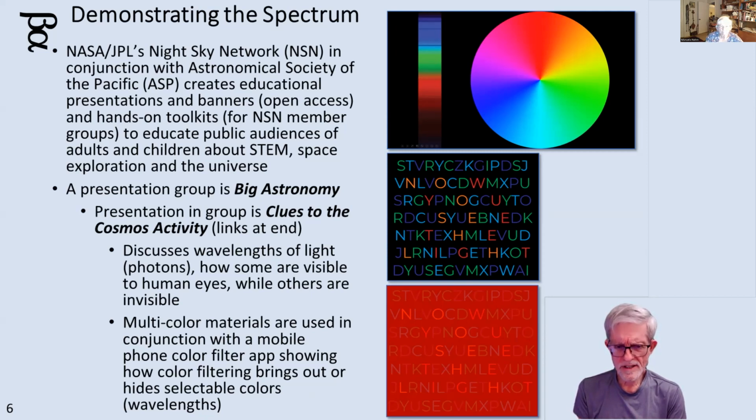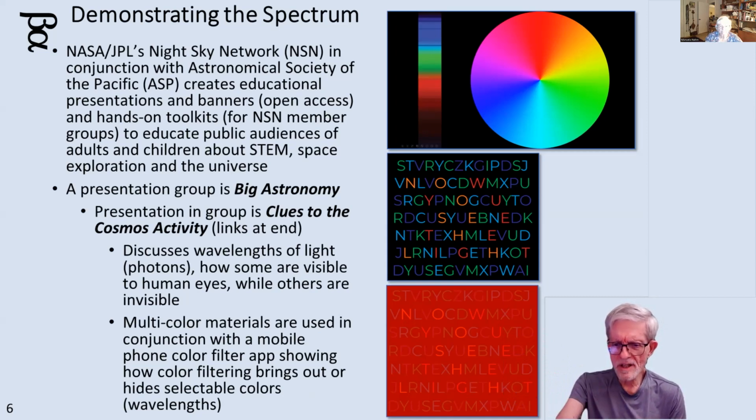One group of their presentations is called Big Astronomy, and within there they have a presentation called Clues to the Cosmos Activity. And it does talk about the various colors of things and how you can use filters to selectively look at things. So if you look up at the top, you'll see a color wheel that has colors. You don't see white because white is a mixture of colors. You see black all around the outside. That's an absence of color, at least as far as additive color goes.